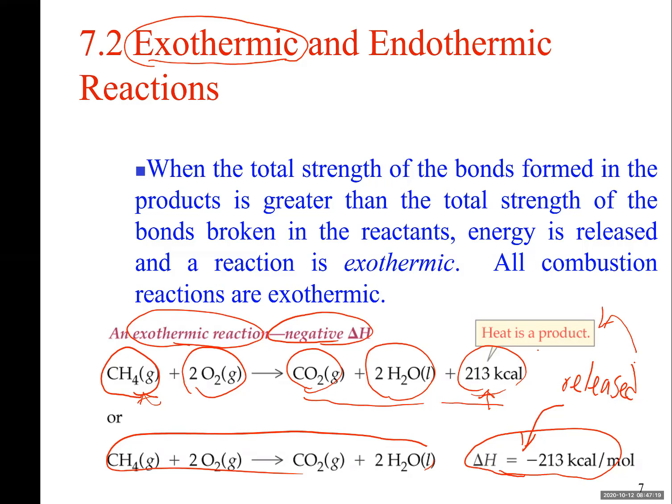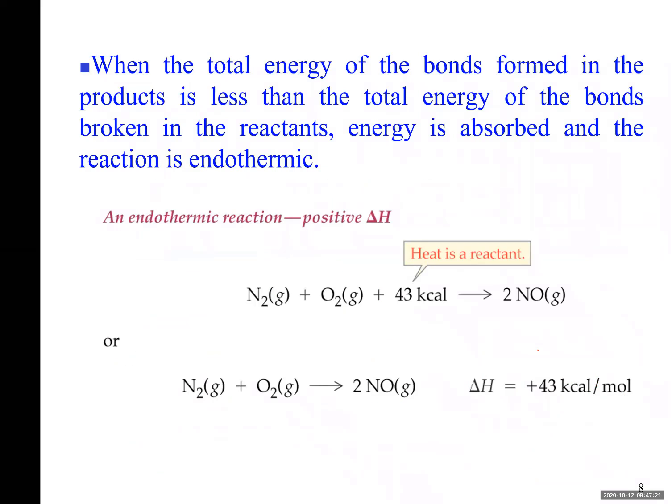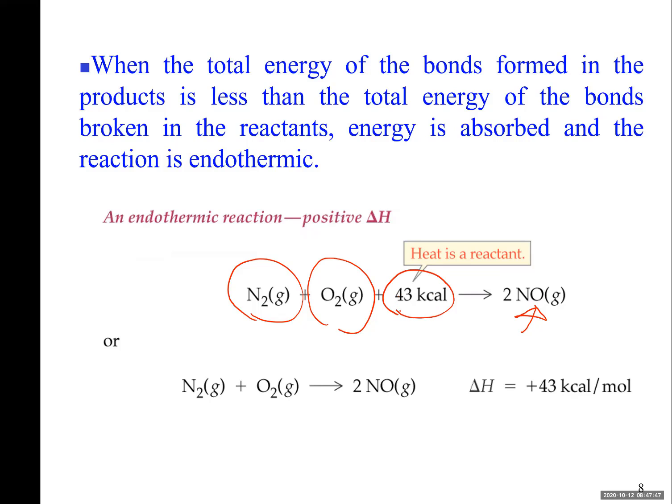And if I go to the next slide, if you want to make nitrogen monoxide, it is produced from nitrogen gas reacting with oxygen. The reaction needs heat. Heat is needed. Then you get 2 moles of nitrogen monoxide.